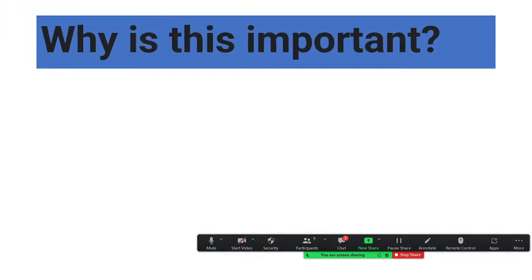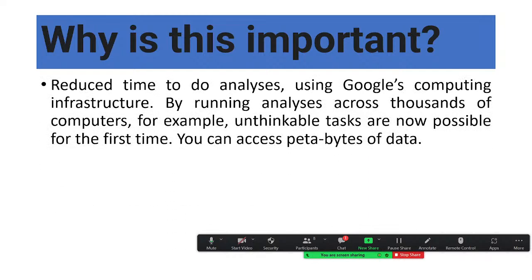And why is this important? When you work with ArcMap or QGIS software, you cannot do global data analysis. But here, when you use the Google Earth Engine platform, you can easily do global data analysis very quickly and efficiently. You can easily work at the global scale, and you can easily handle a lot of data very quickly and efficiently. And it reduces your analysis time. You can easily access petabytes of data.